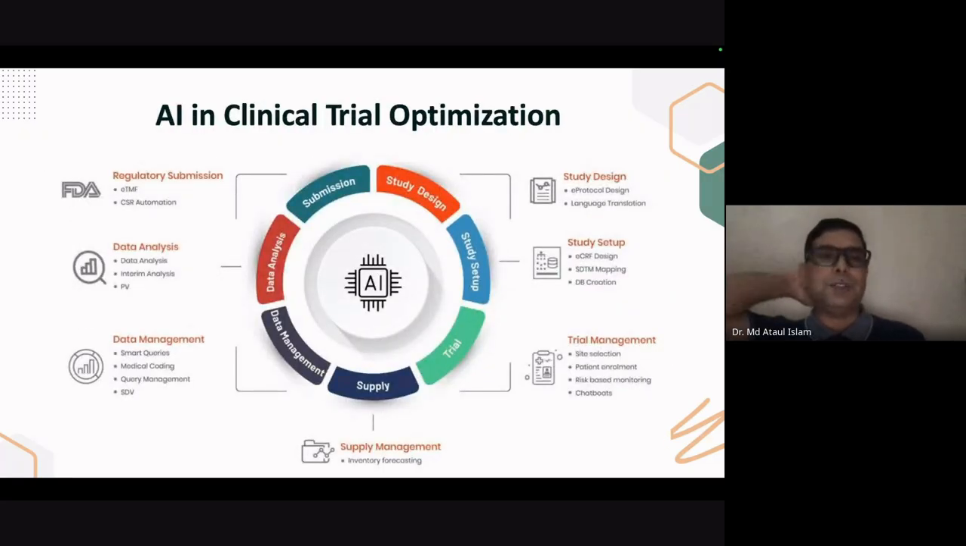Clinical trial study also, with the different stages like regulatory submission, data analysis, data management, supply management. So here also the existing data you can extract, and based on that you can develop a model and predict how you can optimize the clinical trials as well.